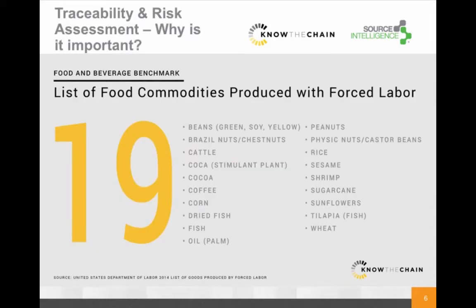When it relates to traceability and risk assessment, why is it important for companies to consider different commodities or inputs in their supply chain? It's important to look at outside information or third-party information that will give you a sense of what risks could exist for you. This is one resource created by the Department of Labor, which identifies commodities or inputs in different sectors that have risks to forced labor, as well as child labor. The DOL list, as it's known, has identified 19 different food inputs in countries throughout the world that have a risk of forced labor within them.